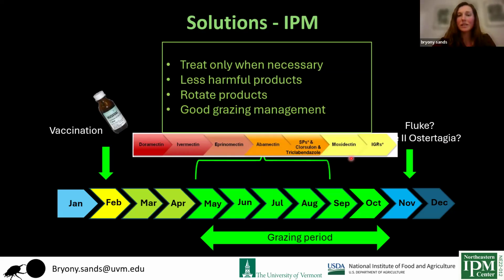You can see moxidectin, so that's Cydectin, and that is known to have fewer toxic impacts on the environment. So we can make different treatment decisions based on knowledge about that. Rotating products is obviously a good thing to do to help to slow resistance. And then really a cornerstone of IPM for internal parasites is good grazing management. And we'll discuss that in just a moment.